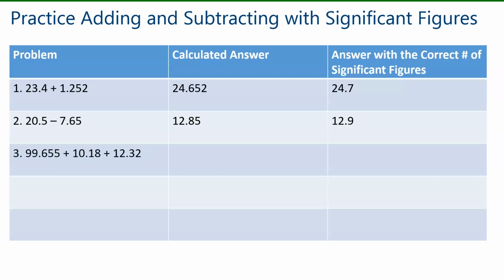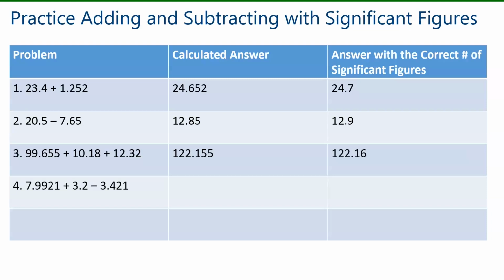Number 3, here we're adding three numbers. If you put that in a calculator, you get 122.155. Our answer with the correct number of significant figures needs to have two decimal places, and we need to use our rounding rules. Doing that, we get 122.16.